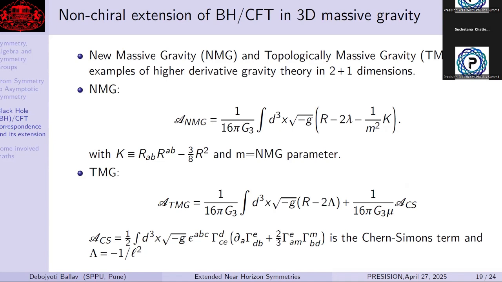And similarly, this is the mass of the graviton present, because this admits graviton propagation of gravity, a massive graviton. And TMG has the Chern-Simons term from Chern-Simons theory. If we add the Chern-Simons term to the Einstein-Hilbert action, that makes topologically massive gravity. And actually, new massive gravity comes after topologically massive gravity as a parity-even counterpart, something like that.